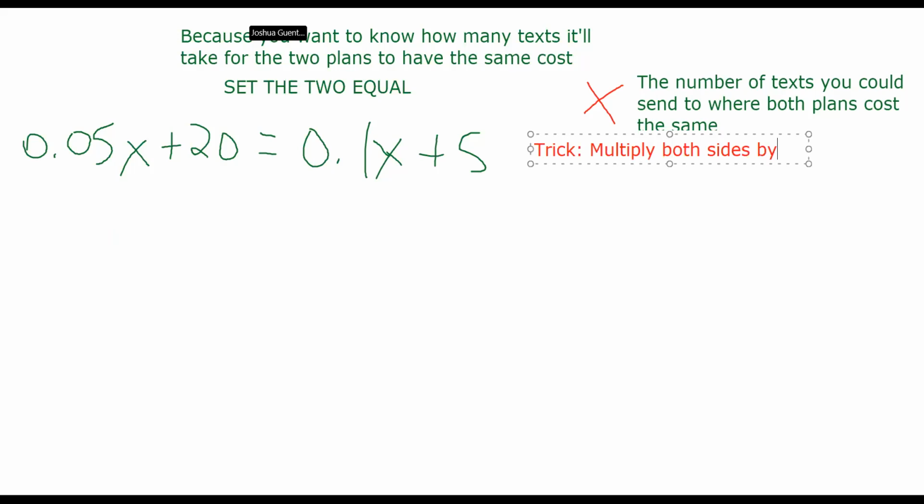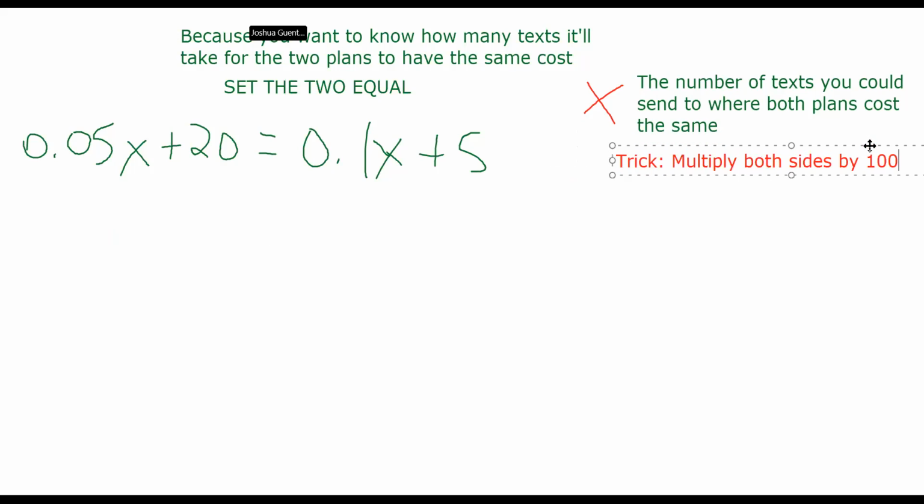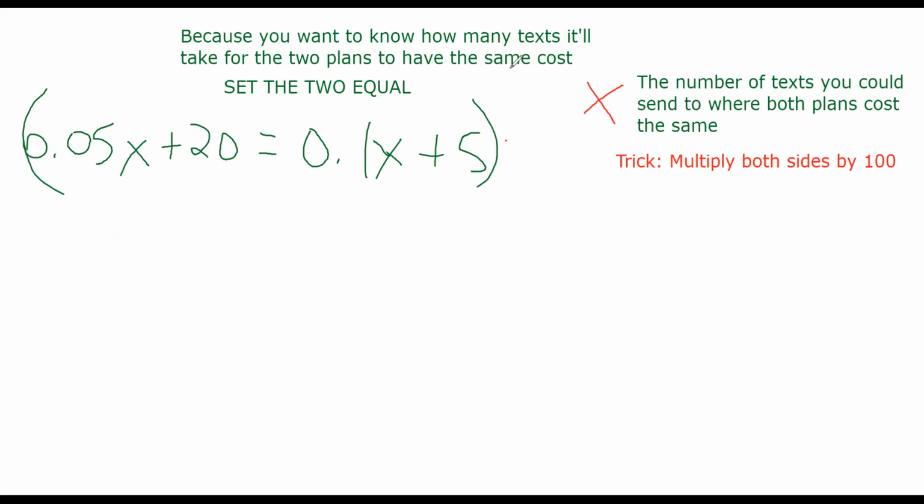So let's do a little trick. Multiply both sides by 100. Why 100? Well, because this goes out to 2 decimal places. This only goes out to 1 decimal over here. But if I multiply this by 100, it moves the decimal over twice, and suddenly I get to deal with nice whole numbers. This will also get moved over twice, but whatever, that's fine. It's still just going to be a whole number. That does mean I'm going to need to multiply the 20 by 100 and the 5 by 100. So I'm going to multiply everything by 100.